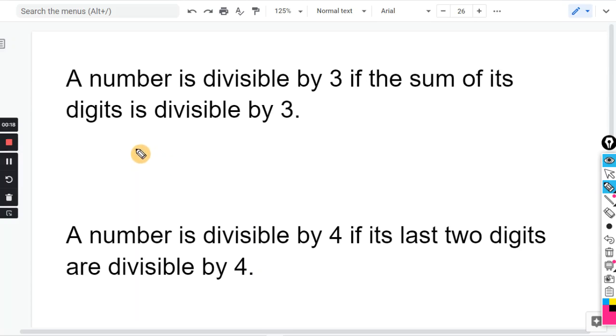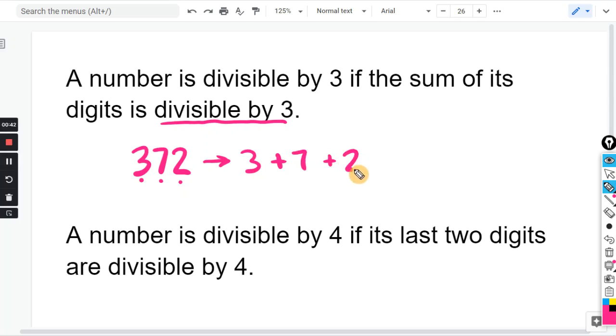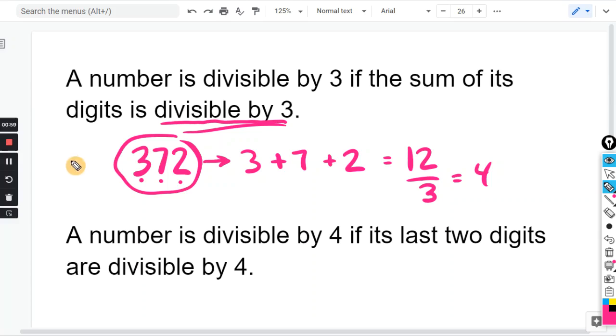So let's say you have the number 372, and you want to know if you can divide that evenly by 3. What you do is take the sum of the individual digits. So this is going to be 3 plus 7 plus 2, and that's 10 plus 2, which is 12. Now, is 12 divisible by 3? Yes, we know that 12 over 3 will divide evenly and just equal 4. So that proves that 372 is divisible by 3.